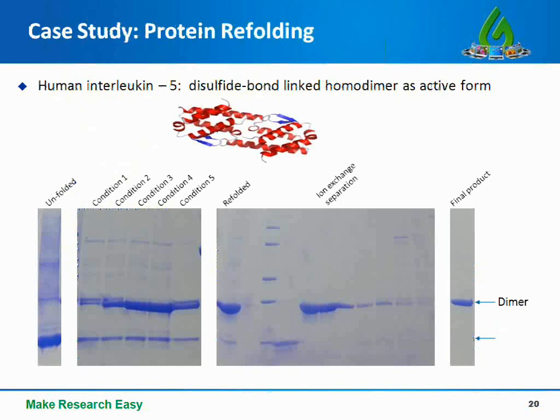Here is an example of protein refolding we did with human interleukin-5. The active form of human interleukin-5 is the disulfide bond linked homodimer. In the SDS picture shown here, the first lane was the unfolded protein. Conditions 1 to 5 used different refolding buffers. As you can see, condition 4 gave the most abundant refolded protein at the right size. After refolding, human interleukin-5 was further purified by ion exchange separation, and you can see that the final product showed a very clean protein dimer band on the gel.